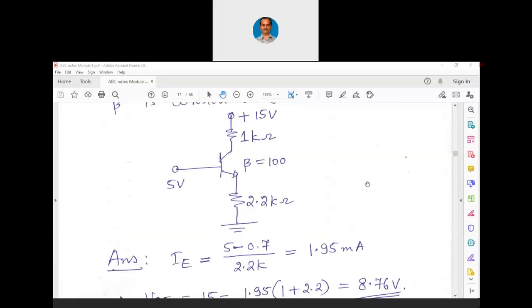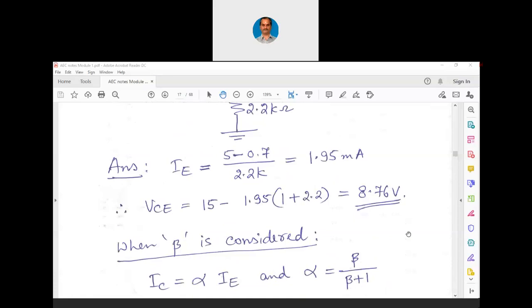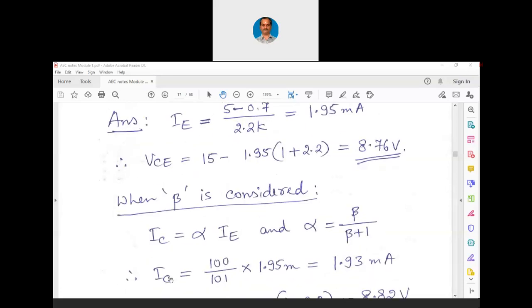If beta is considered, let us say beta equals 100, then what can be the difference? Let us see. When beta is considered, IC is alpha into IE, and alpha is beta by 1 plus beta. You already studied these concepts in the first year in basic electronics. Please recall that alpha is beta by (1 plus beta) and IC is alpha into IE. So IC is 100 by 101 into 1.95 milliampere, that is IE.